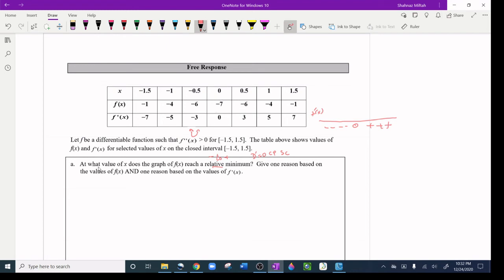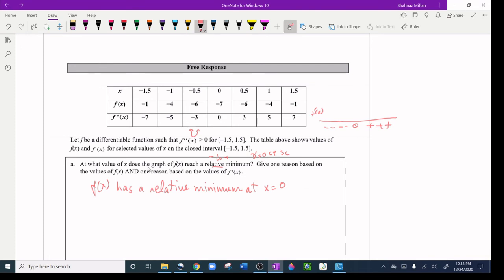That's a sign chart. But you can tell that wherever the derivative is equal to 0, that x value is the critical point. So I'm going to say f of x has a relative minimum at x equal 0. Now they said give one reason based on the values of f of x.